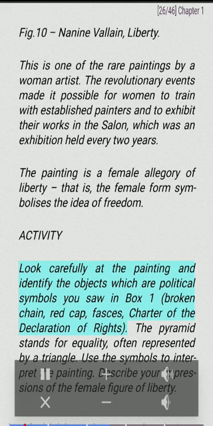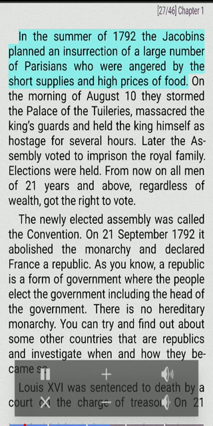Activity. Look carefully at the painting and identify the objects which are political symbols you saw in box 1: broken chain, red cap, fasces, charter of the Declaration of Rights. The pyramid stands for equality, often represented by a triangle. Use the symbols to interpret the painting. Describe your impressions of the female figure of liberty.